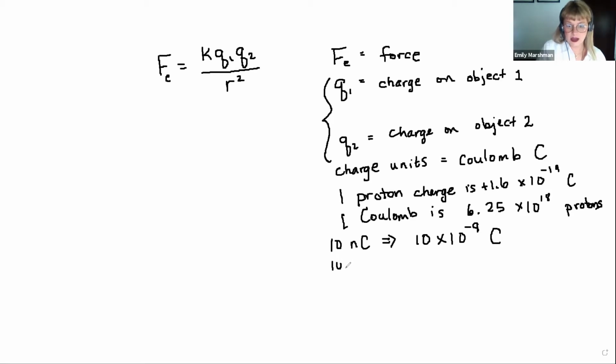If you had 10 microcoulombs, if you wanted to write that in terms of regular coulombs, it's going to be 10 times 10 to the negative 6th. Micro is 10 to the negative 6th coulombs.